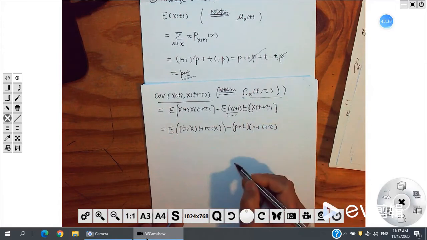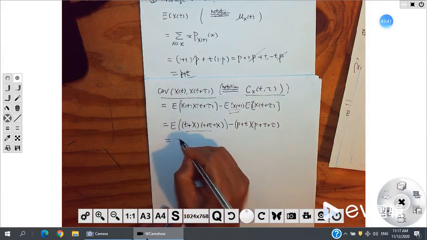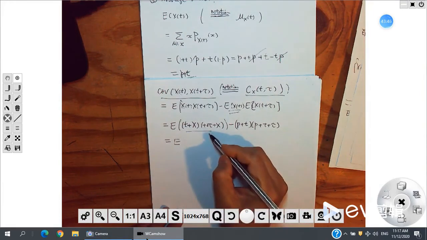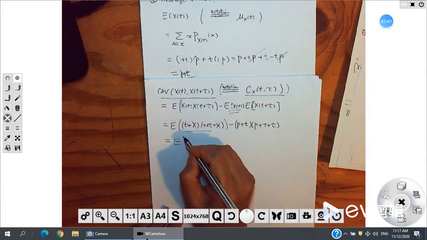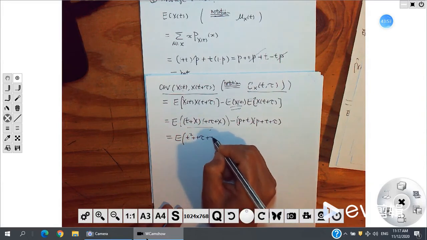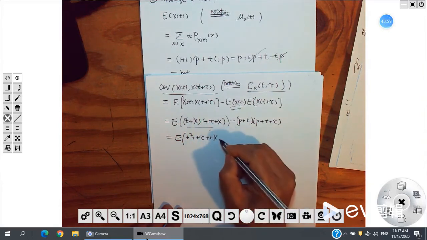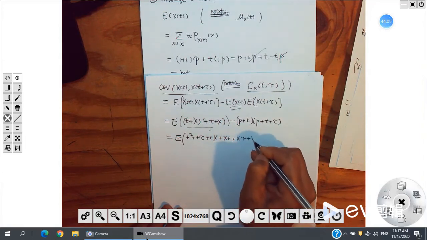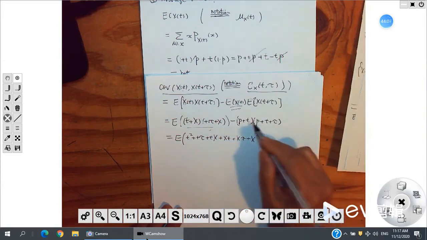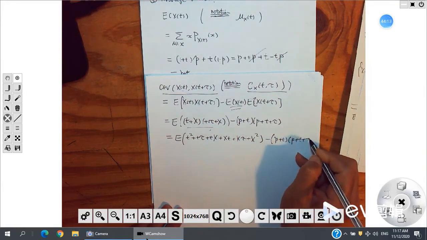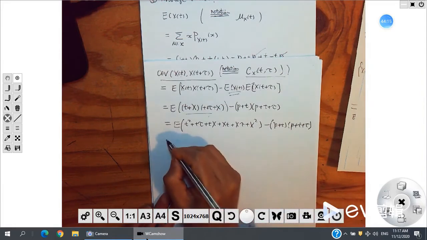So this will equal E of, there's a lot, let me multiply them together. T times all of these, I get t squared plus t tau plus t x. Then x times them, plus x t plus x tau plus x squared, minus this part, p plus t and p plus t plus tau.